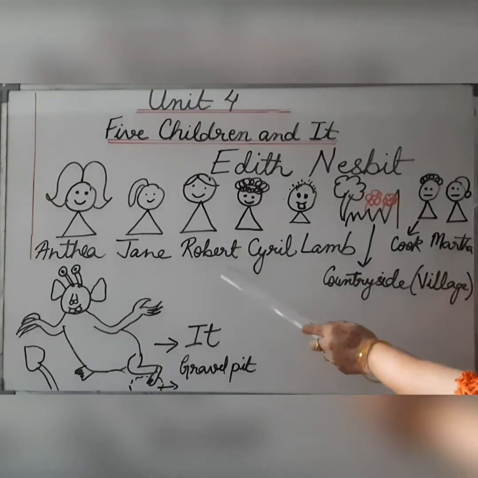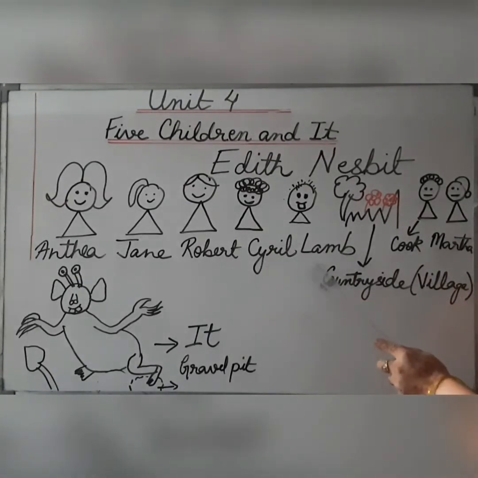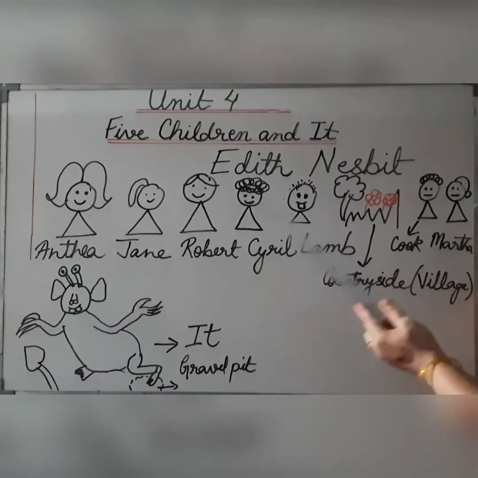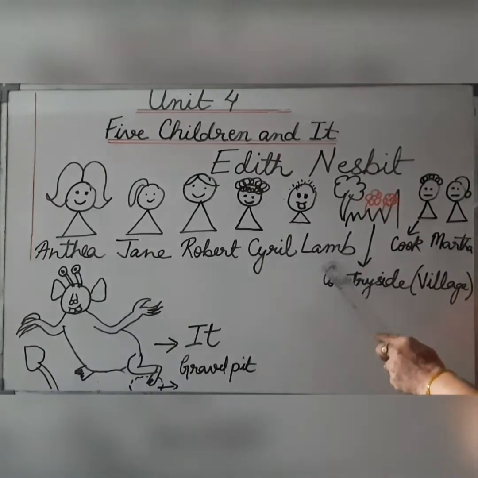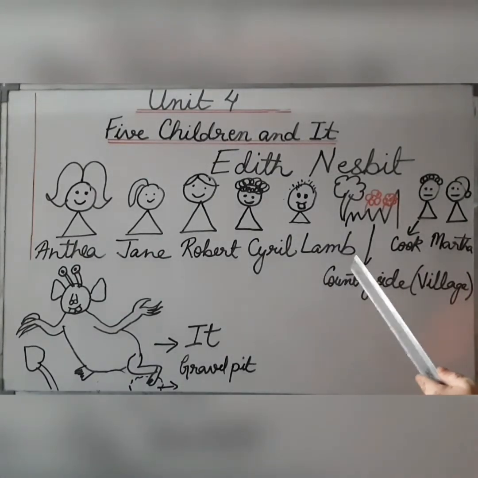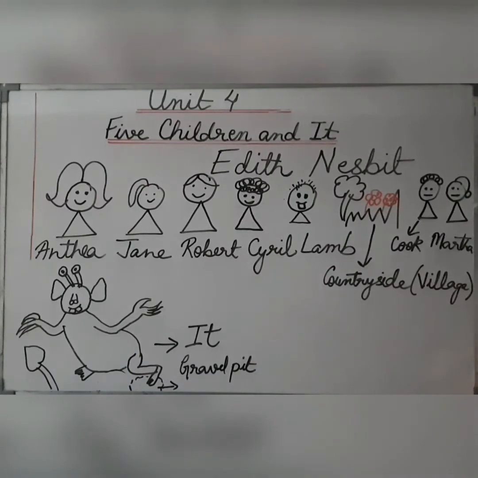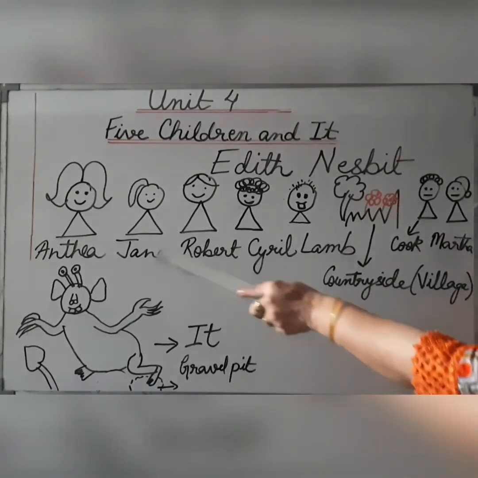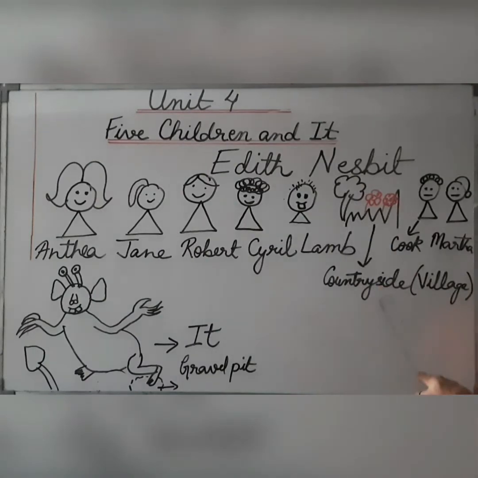Anthea, Jane, Robert, Cyril and Lamb, they live with their parents in London. Now you all know the city life, full of pollution, noise, right? And now it is summertime, so their parents decide to go to the countryside. Now what is countryside? It is a village. Most of you, whenever it is summer break or winter break, go to our village and enjoy. In the same way, these children were taken by their parents to the countryside.